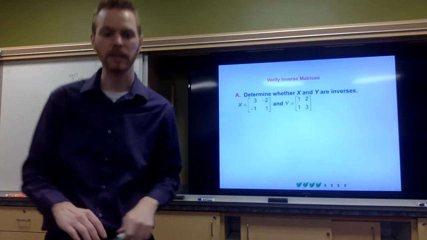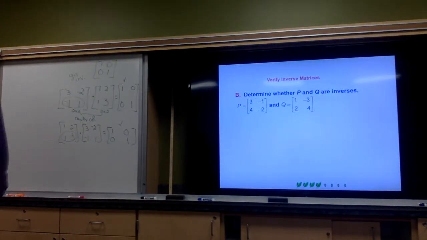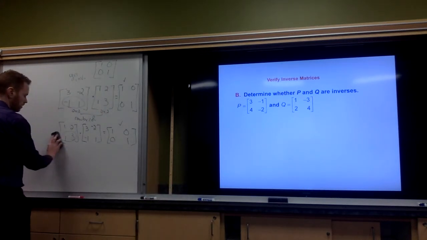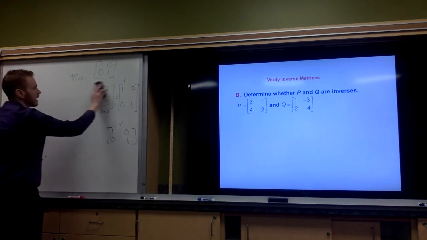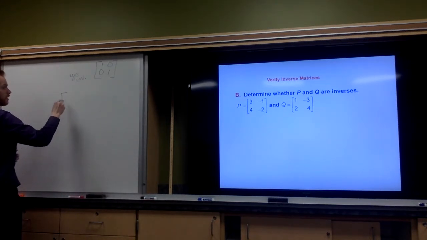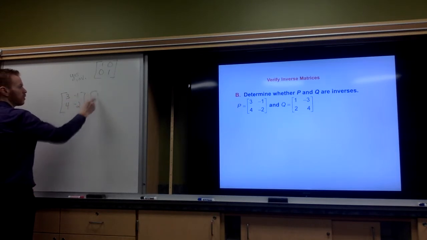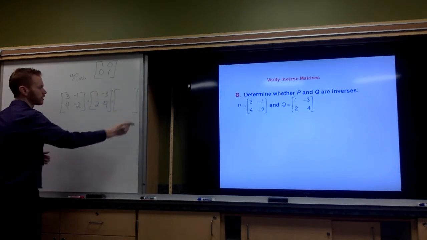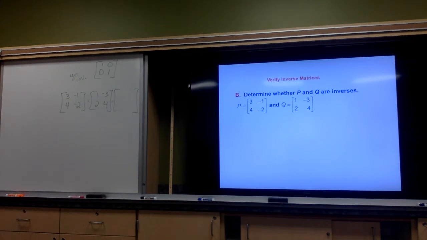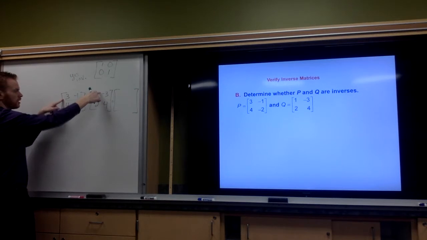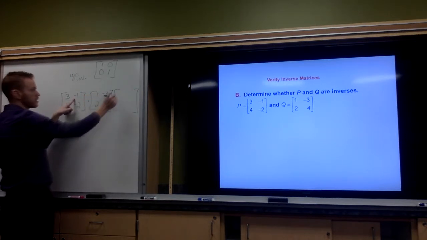All right, next up. Determine if these two matrices are inverses. Let's try it again. So we have here 3, 4, 2, 4. Let's see if we get the identity. So we're going to do this row by this column. So 3 and negative 2 gives me a 1.